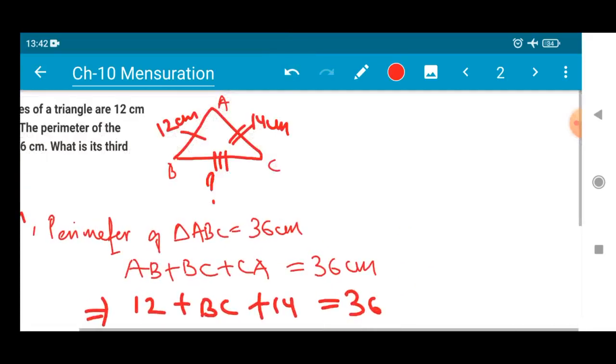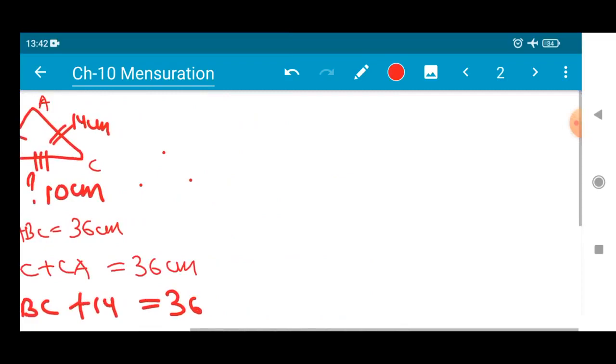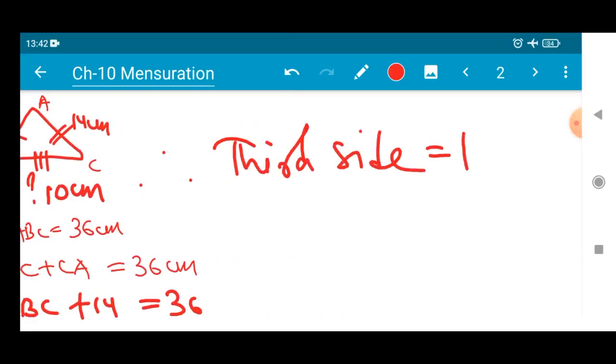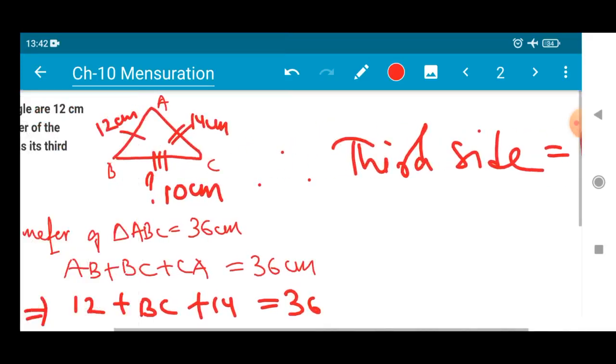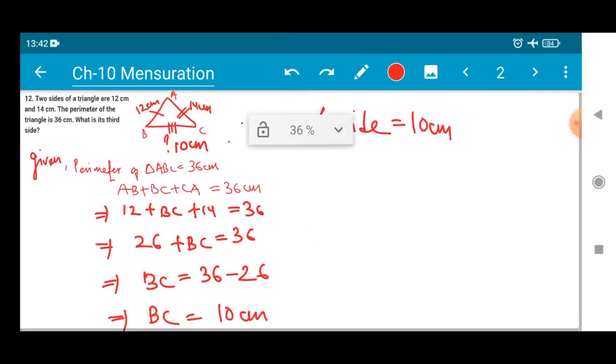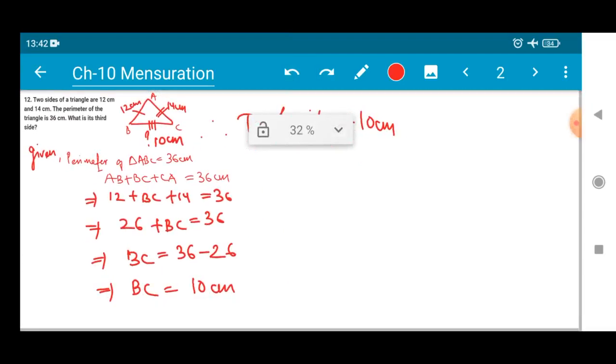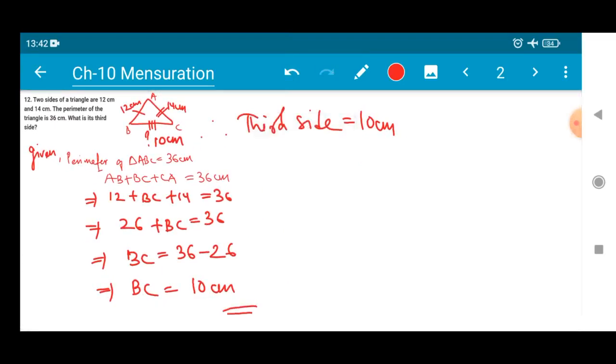So what is the length of the third side? It is 10 centimeters. So you can write, therefore, length of the third side is equal to 10 centimeters. So altogether if you add it, 12 plus 14 is 26 and 26 plus 10 is 36. Isn't it making a perimeter of 36? Yes, absolutely, it is making 36 centimeters. So students, I hope you have understood this. In this manner we have to solve it.